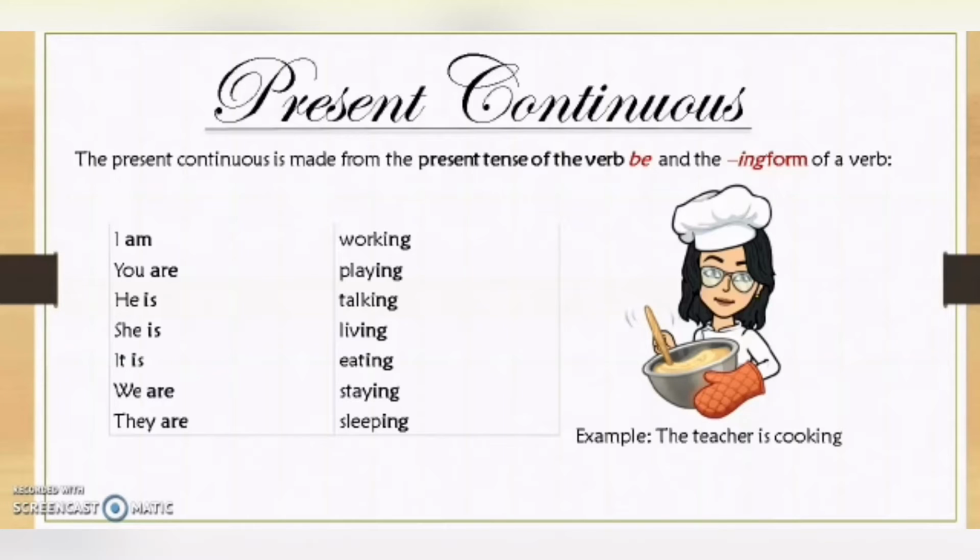If you want to make a question about this, remember you change the is to the beginning of the sentence and you say, is the teacher cooking? Yes, she is, or no, she is not.